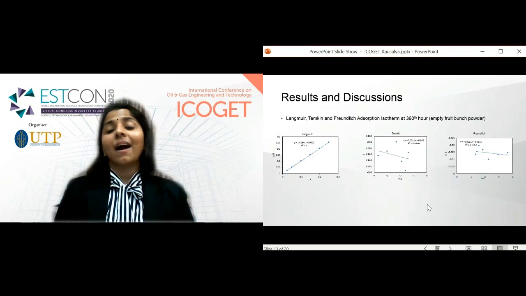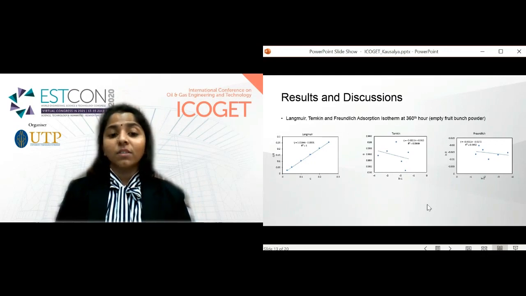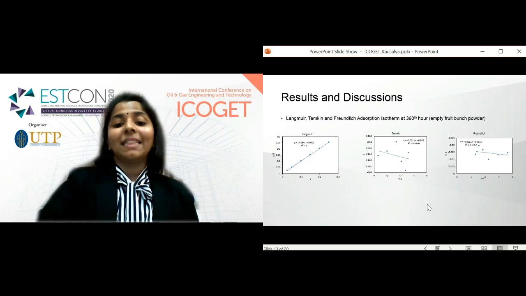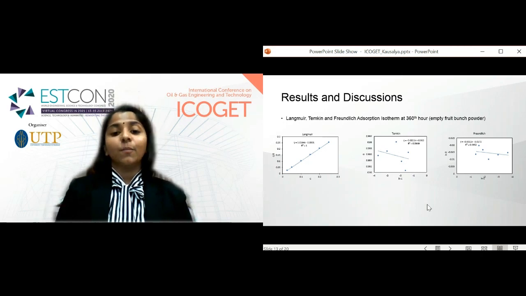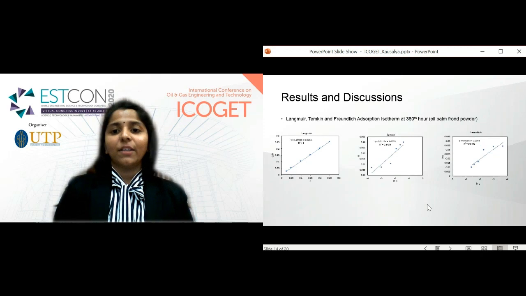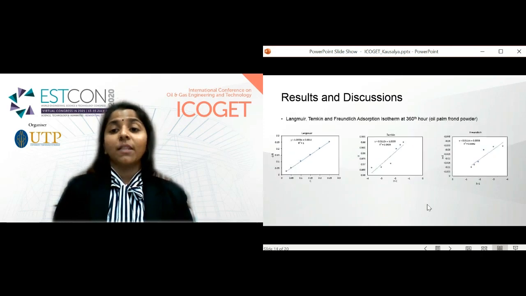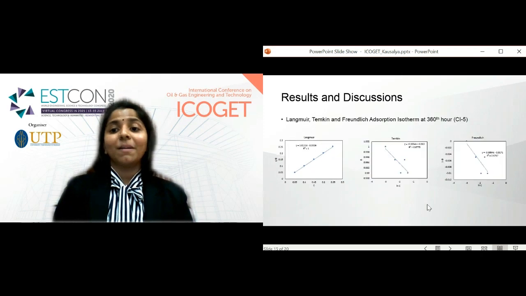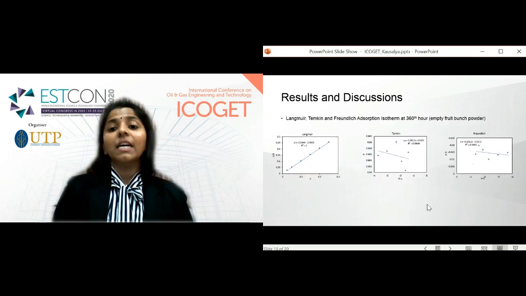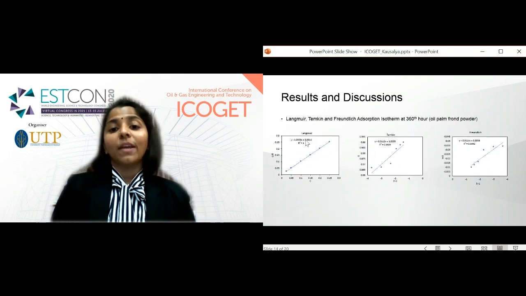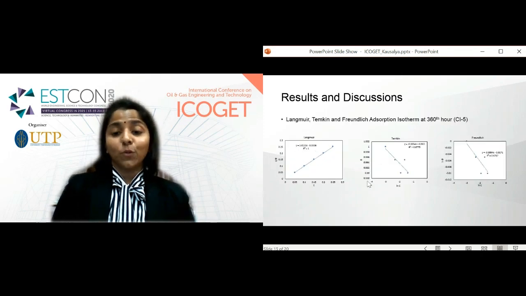Hence, based on the R square values of the predicted versus the actual, it can be said that this study obeyed the Langmuir adsorption, assuming a monolayer adsorption. Moreover, the value of K and the Gibbs energy obtained, before that, I would like to show all three. This was obtained by the empty fruit bunch powder, this was obtained by the oil palm frond powder, and this was obtained by the CI5, where all three show similarity of R square equals to 1, R square equals to 1, and R square equals to 1 for the Langmuir.